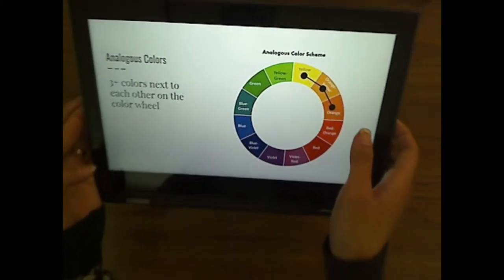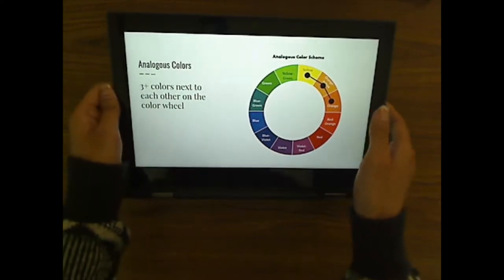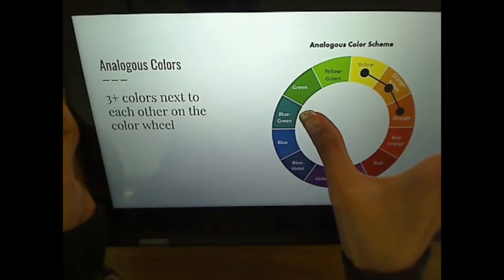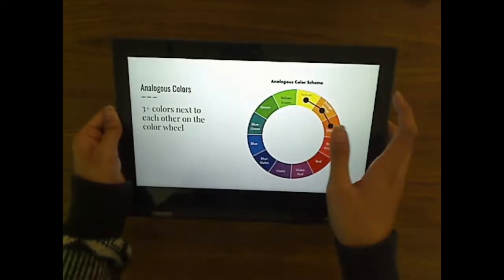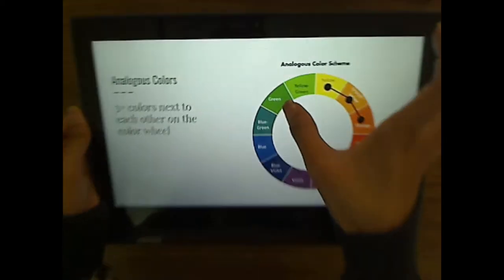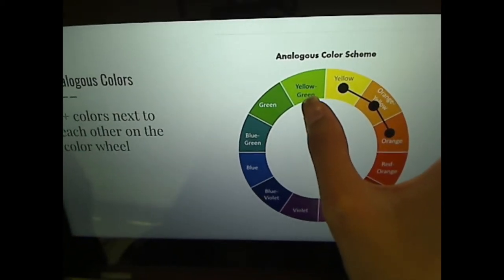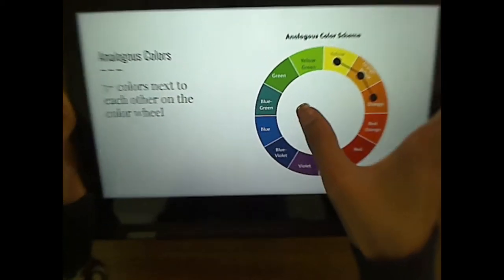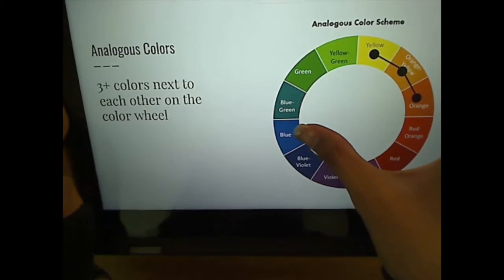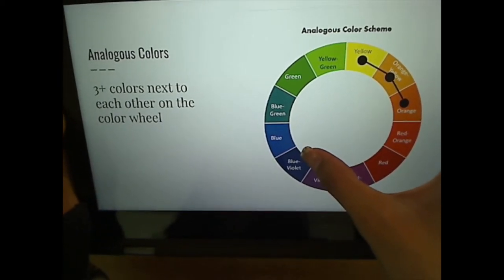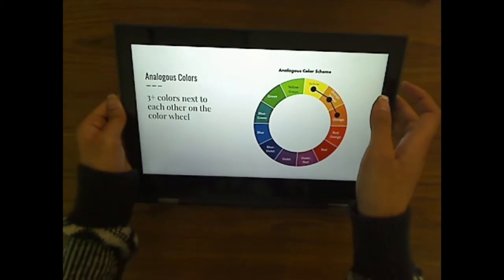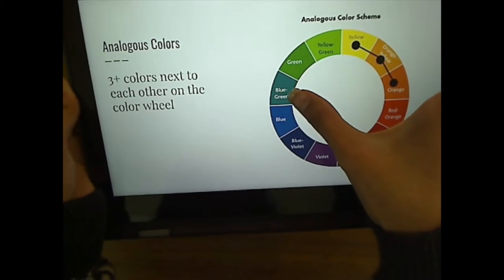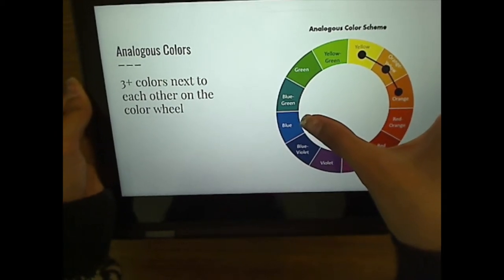Let's do one more example. What if I said blue green? So two analogous colors to blue green are, if we go upwards this way, it would be green and yellow green. If we went downwards this way, it would be what? Blue green, blue, and blue-violet. And the last way we could do it would be to have blue-green in the middle. So green, blue-green, and blue.